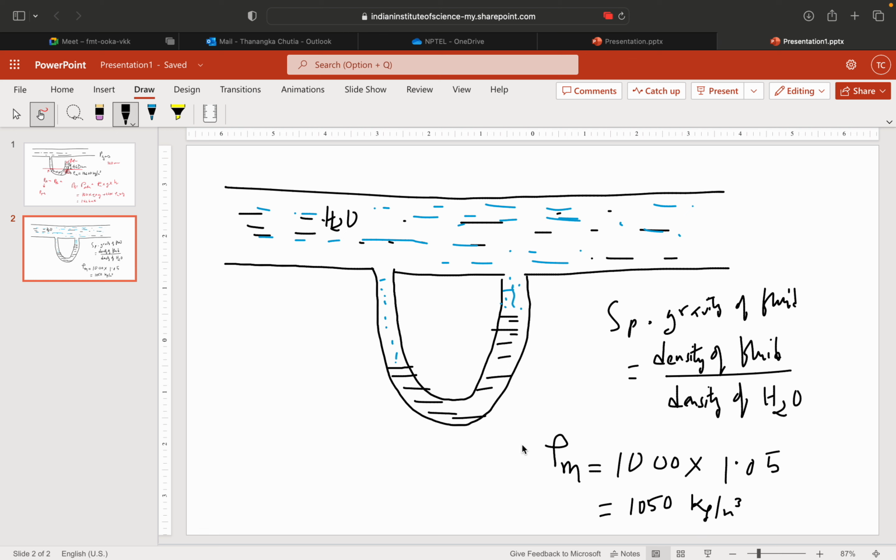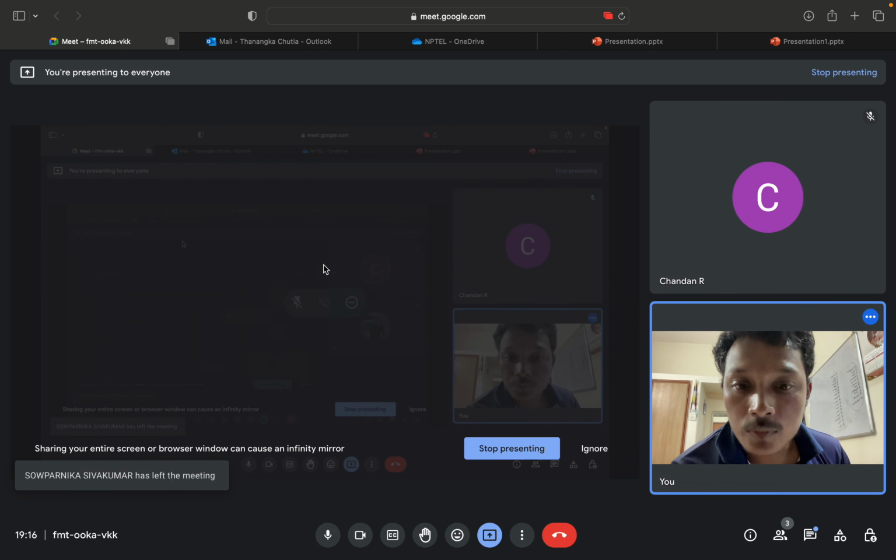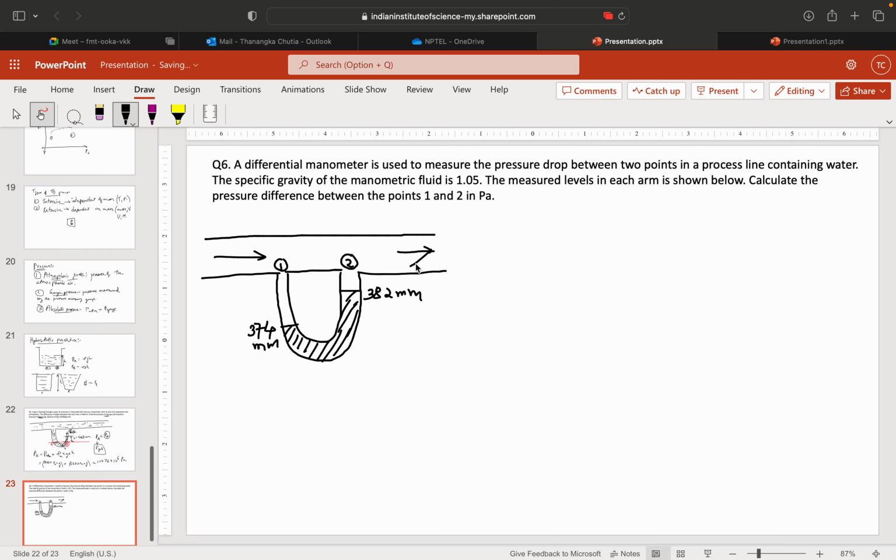This is the first thing. So we get to the previous problem by getting the density of the manometric fluid. Instead of the density being directly given, they have asked us to calculate it from the specific gravity. The second problem in this case is that it is not open to atmosphere. How will we do it? And the third thing is that this is a liquid, and they have given the measured levels in each arm, that is 374 mm and 382 mm. What are they?